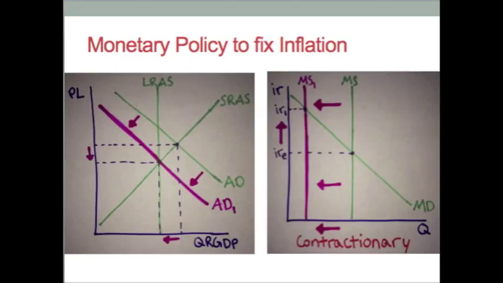To fix inflation, the Fed could either sell securities, raise the discount rate, or raise the reserve requirement, all contractionary policies. These would lower the money supply, which would then increase interest rates. Higher interest rates means that consumer spending and investments would decrease, lowering aggregate demand.